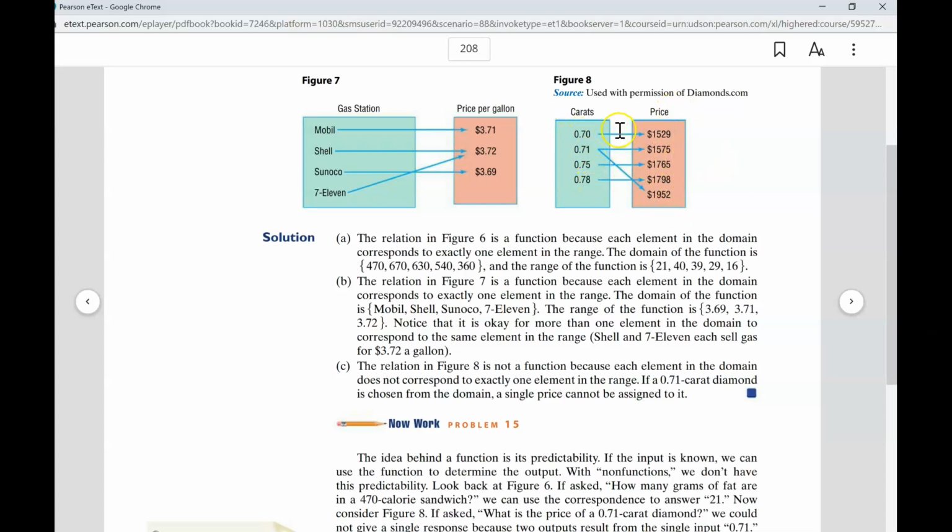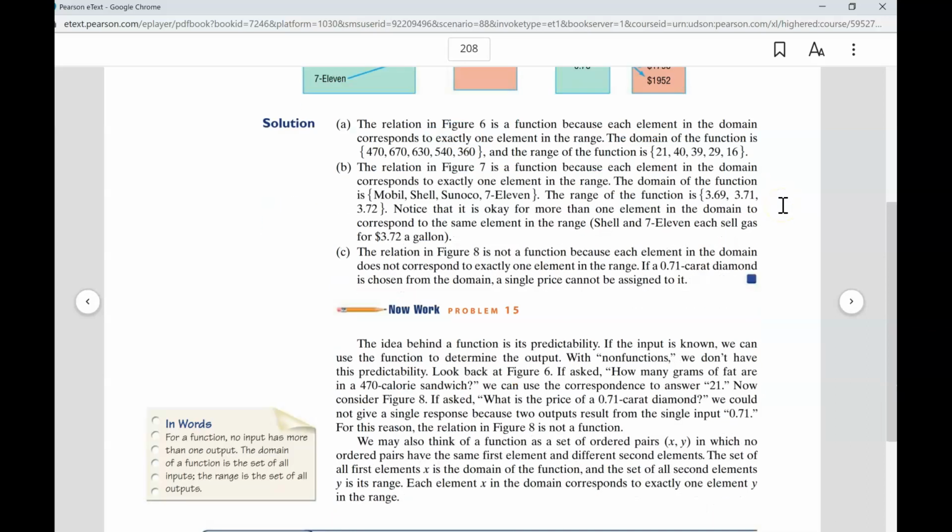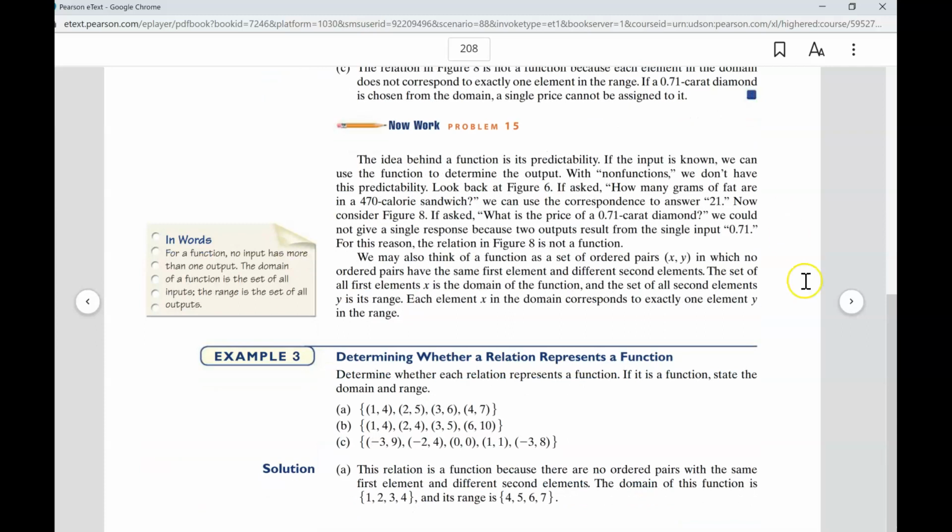That's why it's not a function. The price of a diamond is not just a function of carats, which is why these inputs can have different outputs, more than one output. All right. I hope that made some sense.